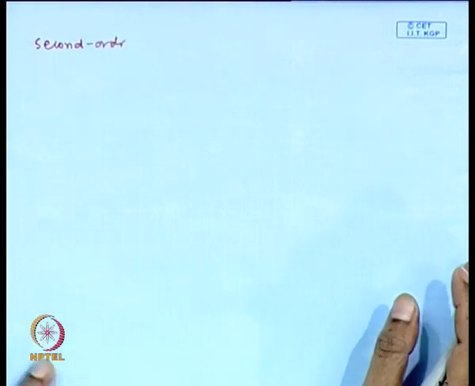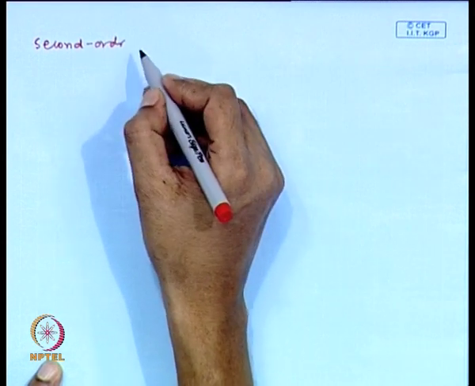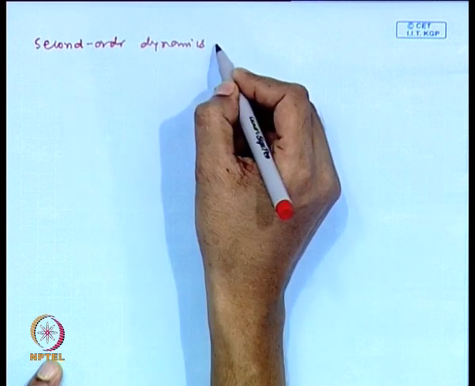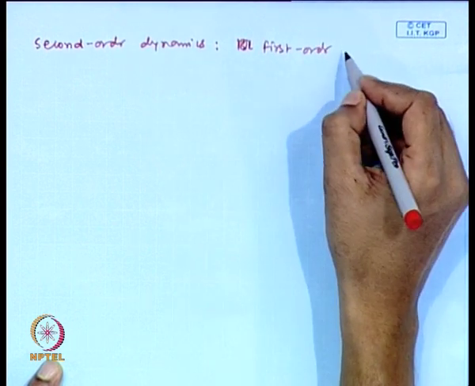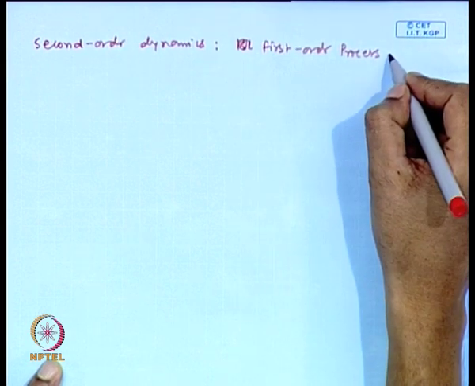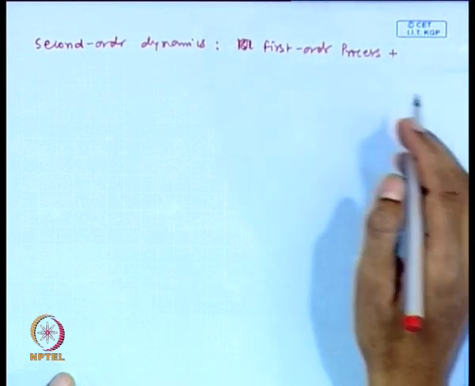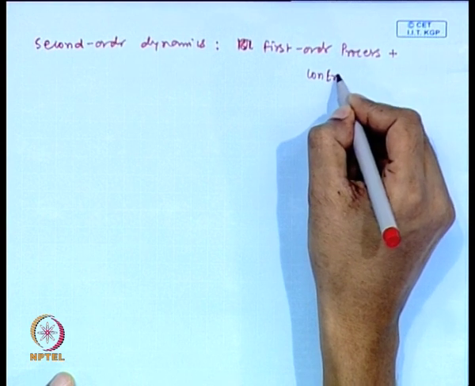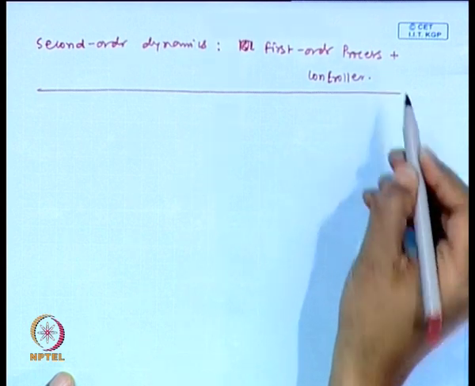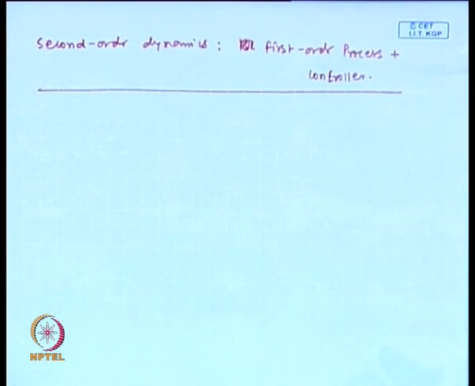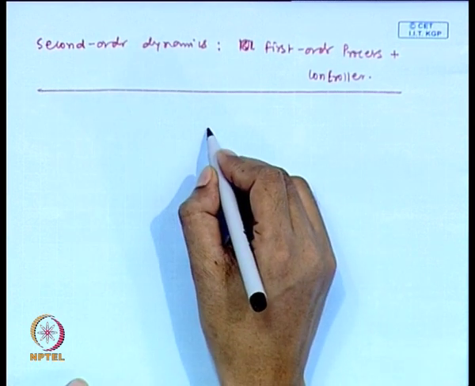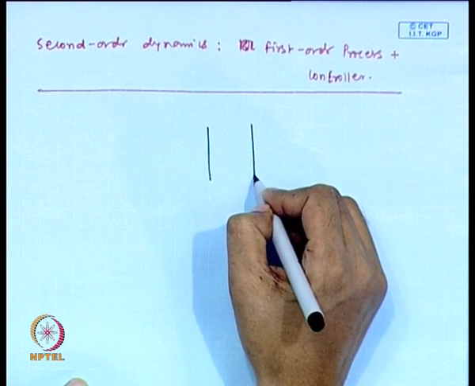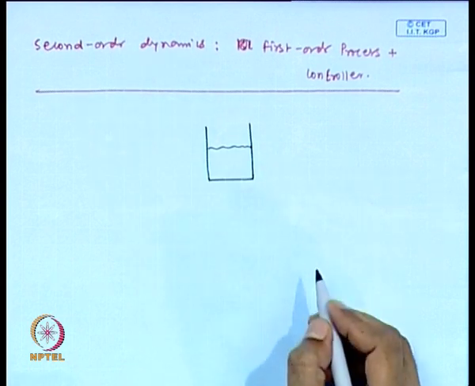We wish to observe the higher order dynamics, I mean second order dynamics, for the case of a first order process configured with a controller. If a controller is employed for a first order process, what will be the overall dynamics that we wish to observe? So, we will first consider one example, that is the liquid tank system. This is a liquid tank system.